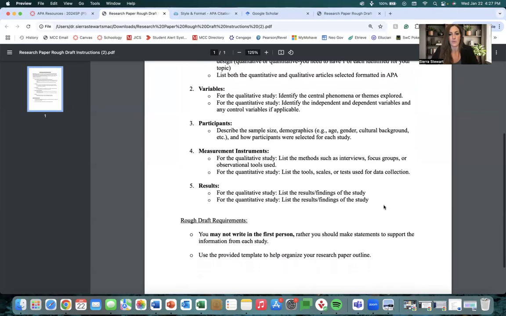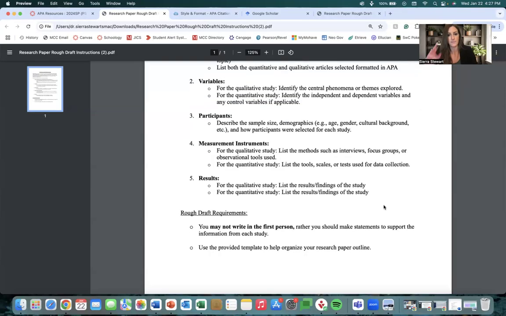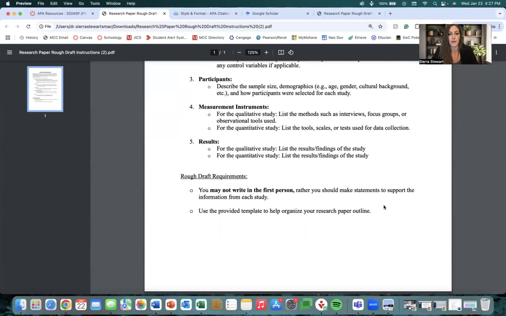The results, you're just going to list very briefly the findings of each one. And again, these are all bullet points, so they don't have to be full sentences. They could be thoughts or just jot down the information just so you know what to put when you write your entire paper. And then your rough draft requirements, you may not write in the first person. So you can't say, I did this. You have to say, this study showed, or the research showed, and you would write it in the third person. That's how you would do that. And then you would use the template that I'm going to show you. Okay. So that is the main idea for your rough draft.